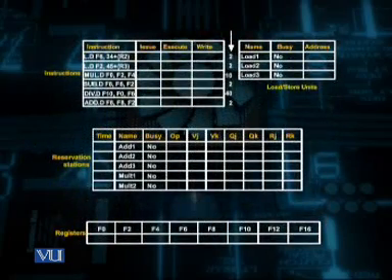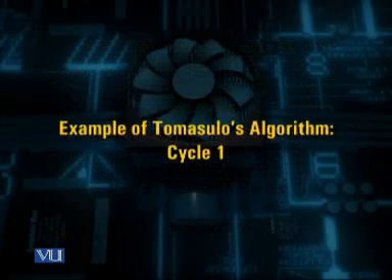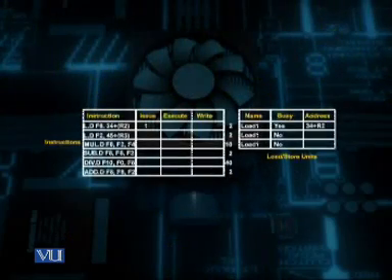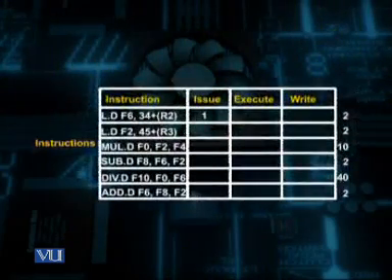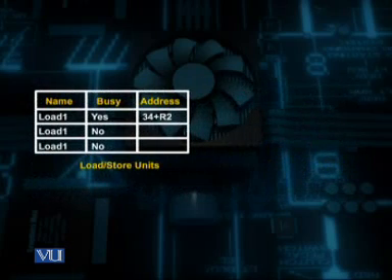Now let us see how this particular example program is executed step by step by using Tomasulo's approach. Here you can see that in clock cycle 1, the load instruction is issued. When the load instruction is issued, busy is made equal to yes in the case of the integer unit, and the location, which is 34 plus R2, is loaded as the address value.